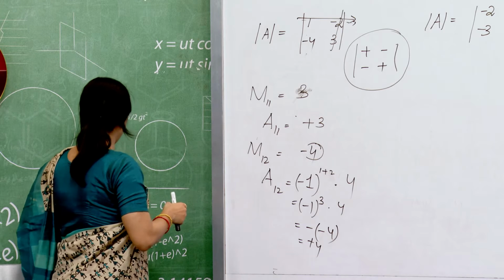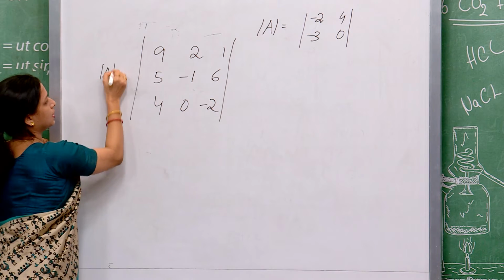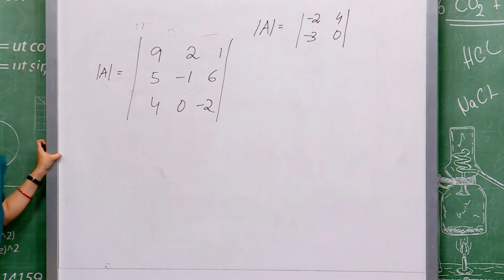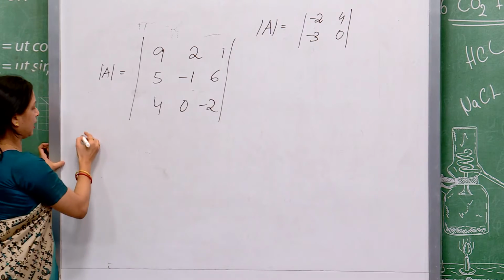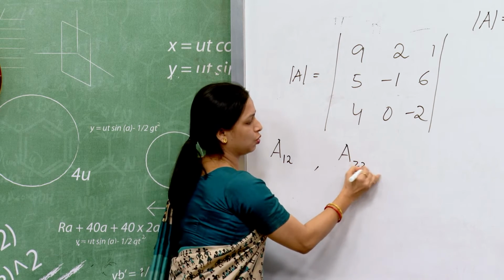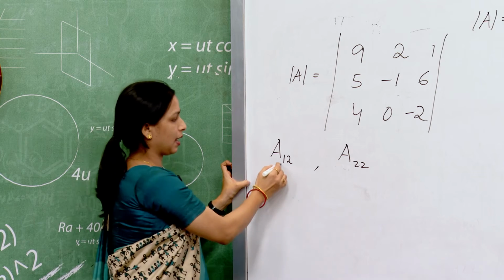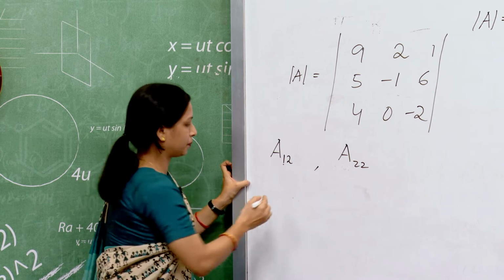Now, let us find out the minors and the cofactors of an order 3 determinant, right, order 3. So, this is the order 3 determinant, right. Now, let us say I have to find out the cofactors of, let us say, 1, 2 and 2, 2, that means A12 and A22. So, let us start with finding out the minor, right.